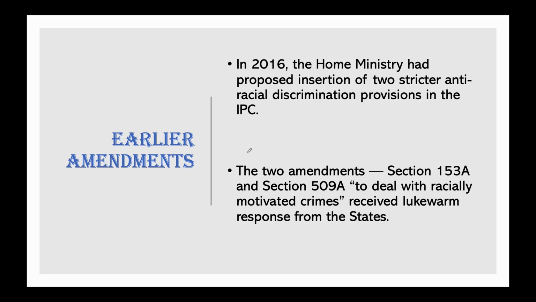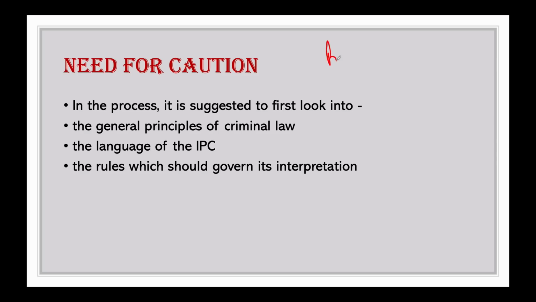Now, there were earlier amendments to this as well. In 2016, the Home Ministry proposed the insertion of two stricter anti-racial discrimination provisions in the IPC. The two amendments, in Section 153A and Section 509A, were made to deal with racially motivated crimes, and they received a lukewarm response from the states. So what is the proposal?